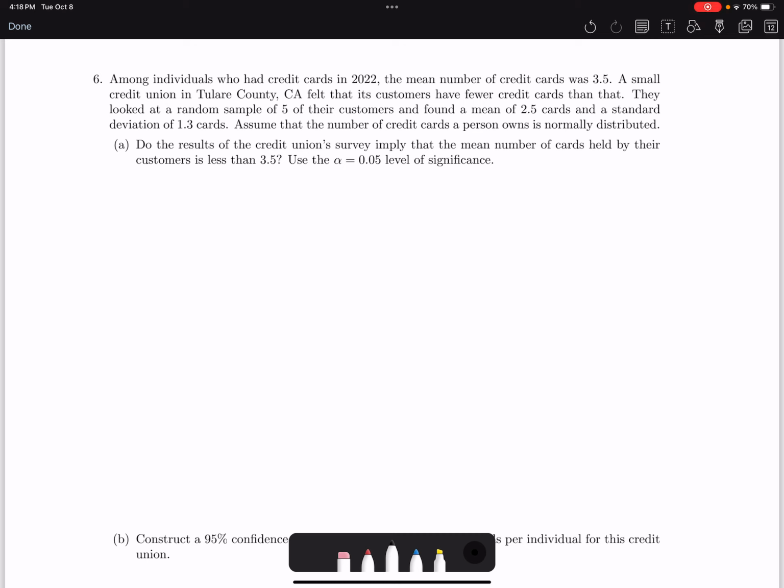Part A asks, do the results of the credit union survey imply that the mean number of cards held by their customers is less than 3.5? Well, let's see. The null hypothesis is that no, there's no difference. The mean is 3.5, just like it is everywhere else. The alternative is that the mean is less than 3.5, that the credit union is correct. The sample evidence that they have to support their claim is that the sample mean number of cards at their credit union was 2.5, or at least in their sample, right?